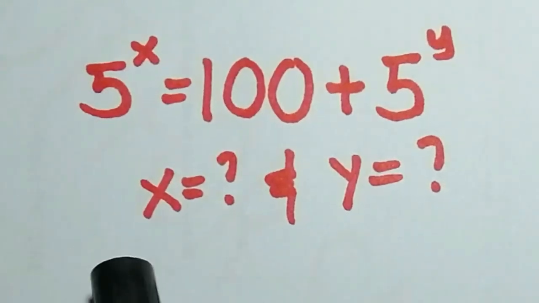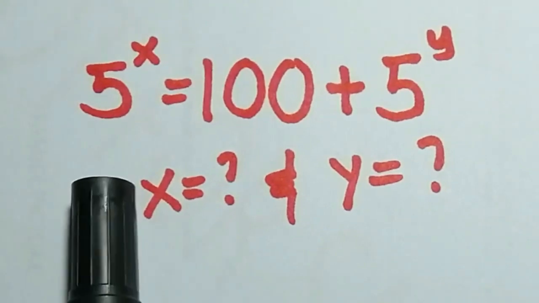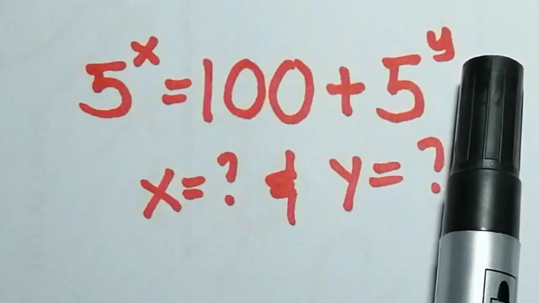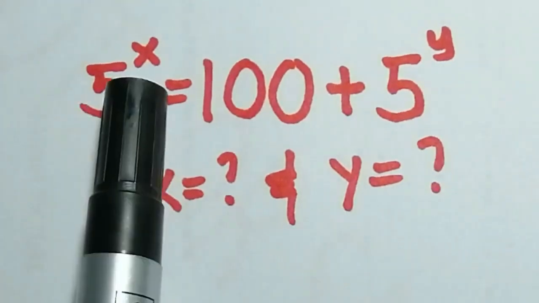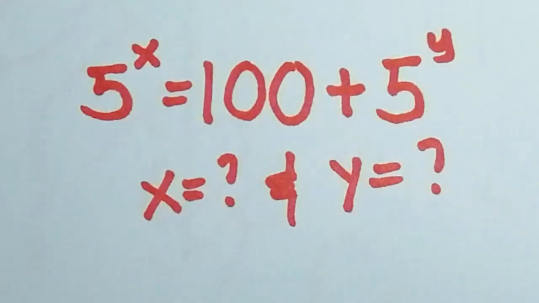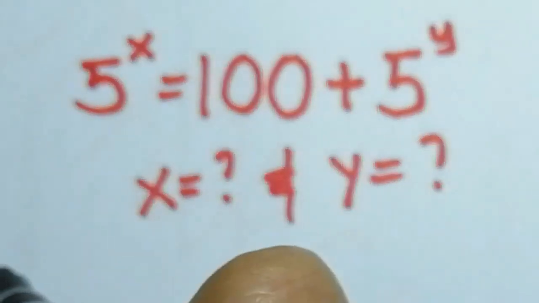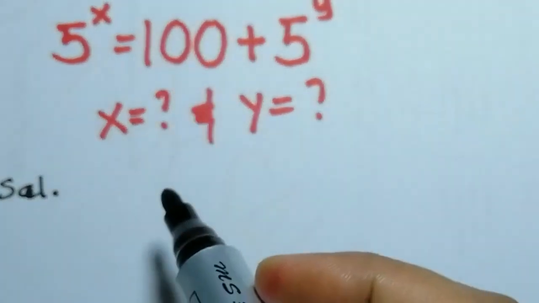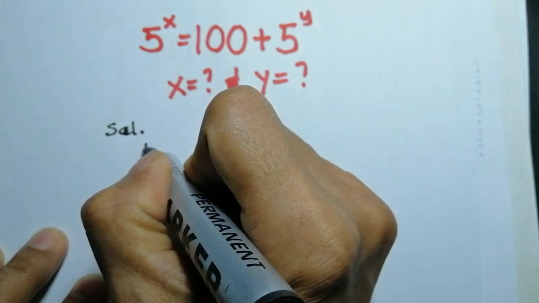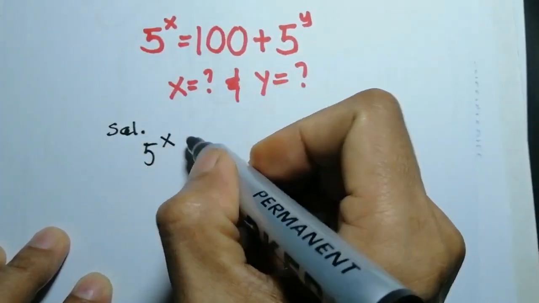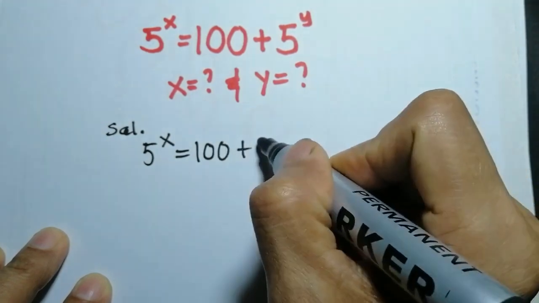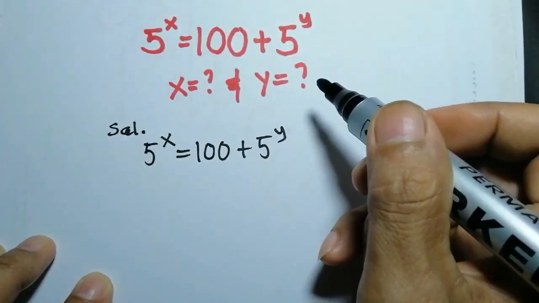Now, we have here the problem: 5 to the power of x is equal to 100 plus 5 to the power of y. Now we're going to find out the values of x and y. By the given condition, we just write the solution, and then we rewrite this one: 5 to the power of x equals 100 plus 5 to the power of y.